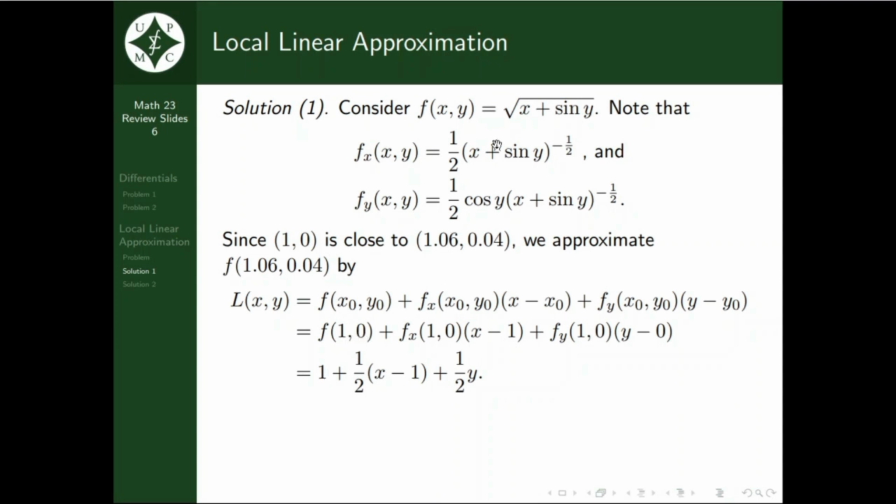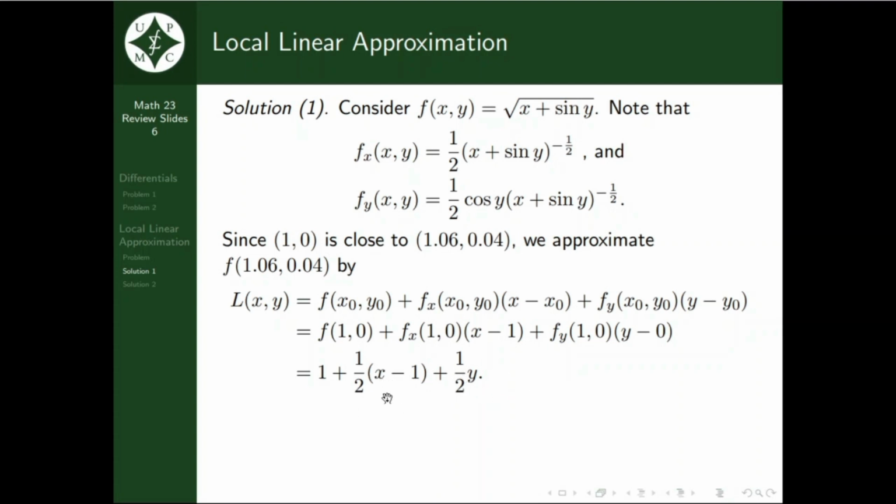f of (1, 0) is just square root of 1 plus sine 0. It's just 1 plus 0, so square root of 1 is 1. So dito, 1 half times (1 plus sine 0) raised to negative 1 half, we will end up with 1 half times (x minus 1). And then dito naman, similar process: 1 half times cosine 0 is 1, tapos x plus sine y is 1 plus sine 0, so it's 1 raised to negative 1 half. So eventually, we will end up with 1 plus 1 half times (x minus 1) plus 1 half y.